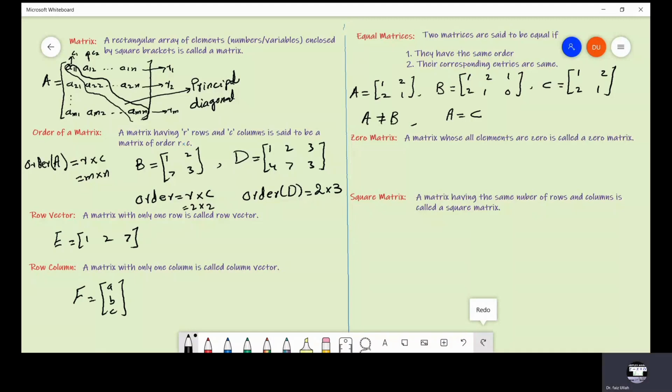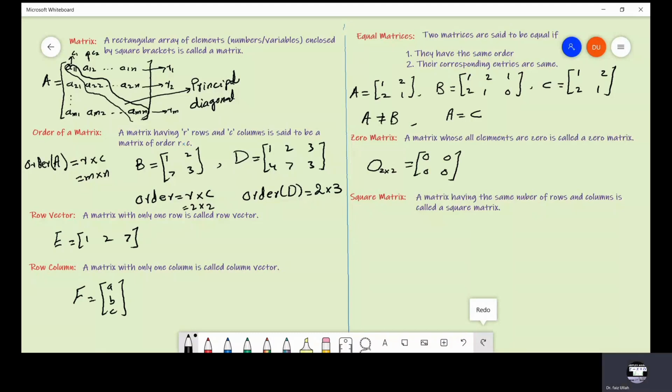Zero matrix. A matrix whose all elements are 0 is called a zero matrix. For example, we denote a zero matrix by O. So if I write a matrix with 2 rows and 2 columns, 0, 0, 0, 0, this is a 2 cross 2 matrix and all entries are 0. So this is called a zero matrix.